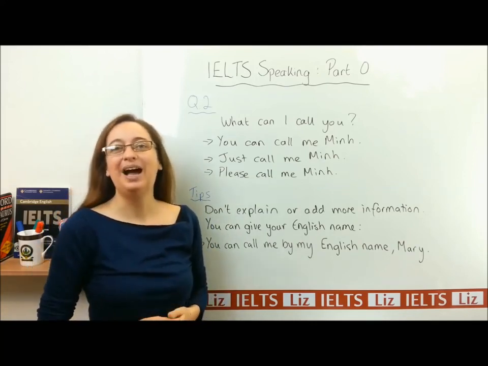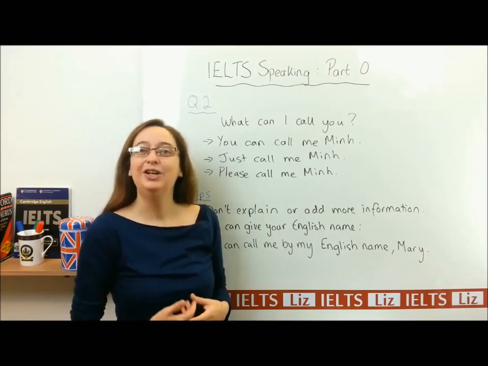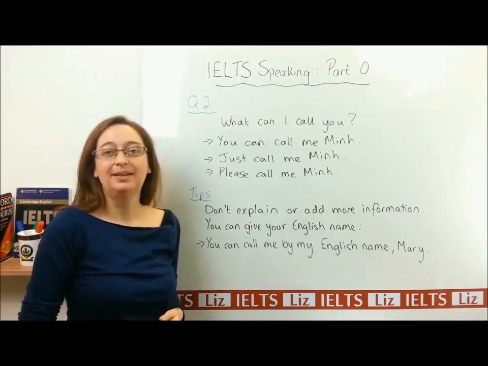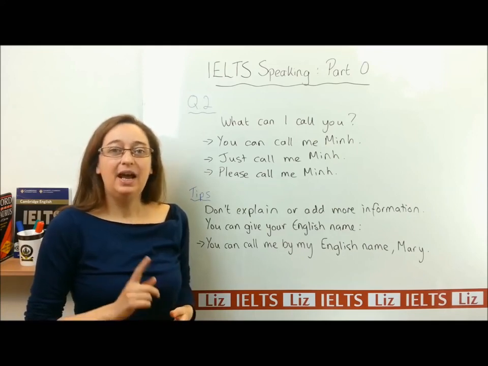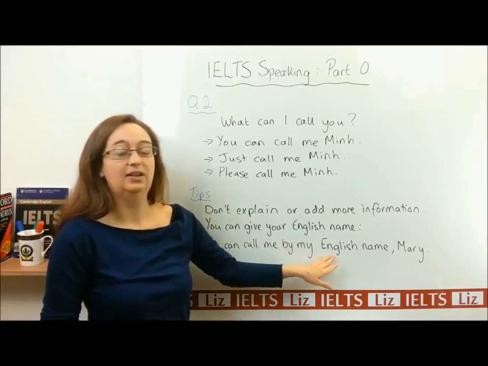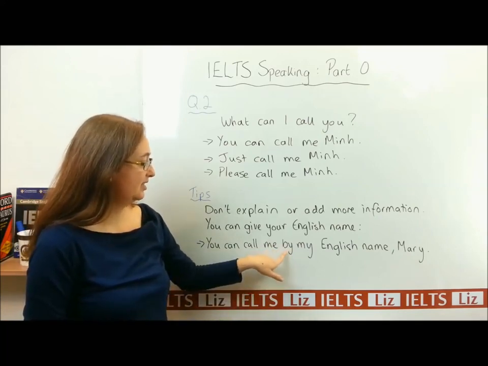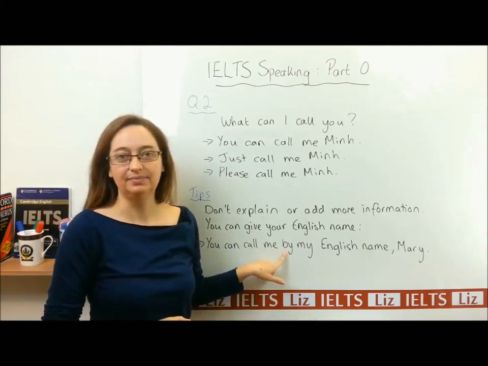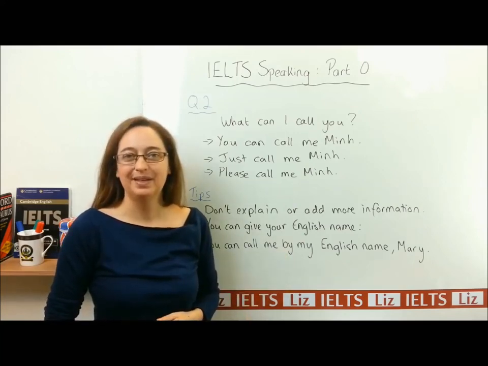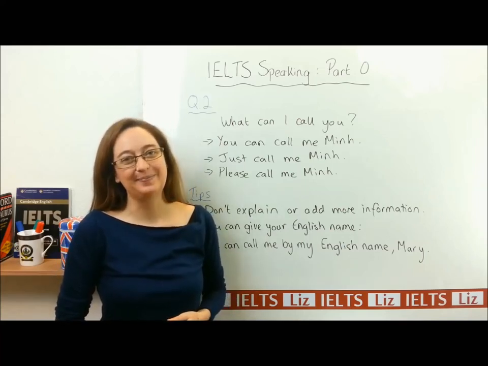And I know some of you have English names. And of course, you can give the examiner your English name. You can say, "You can call me by my English name, Mary." Now, this is fine, but please remember, do not make a mistake with that sentence. You still need to say, "You can call me." You need this preposition, by. You can call me by my English name, Mary. And if you don't have an English name, please don't worry, it doesn't matter.